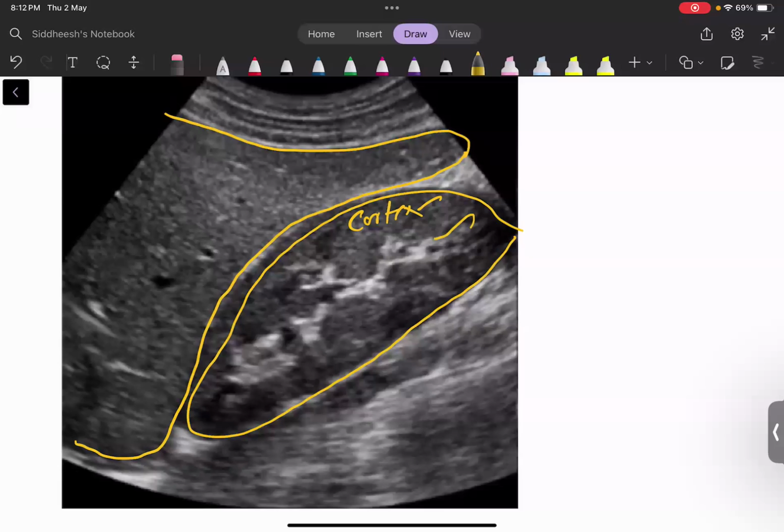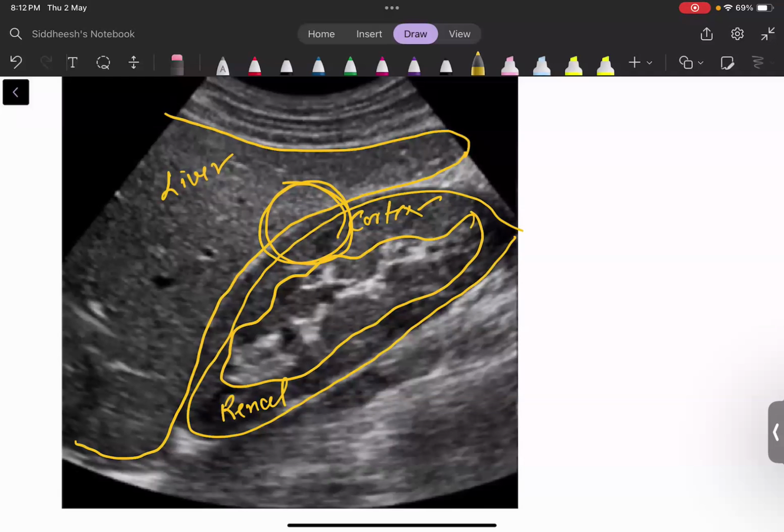Here we have your sinus, because fat always shines in ultrasound. That's why the sinus is shining. Here we have the liver. Here we have your renal system. Now compare the cortex with the liver part. Both appear a little bit the same. So if you cannot differentiate properly between renal cortex and liver, this is a normal study. There is no fatty liver.